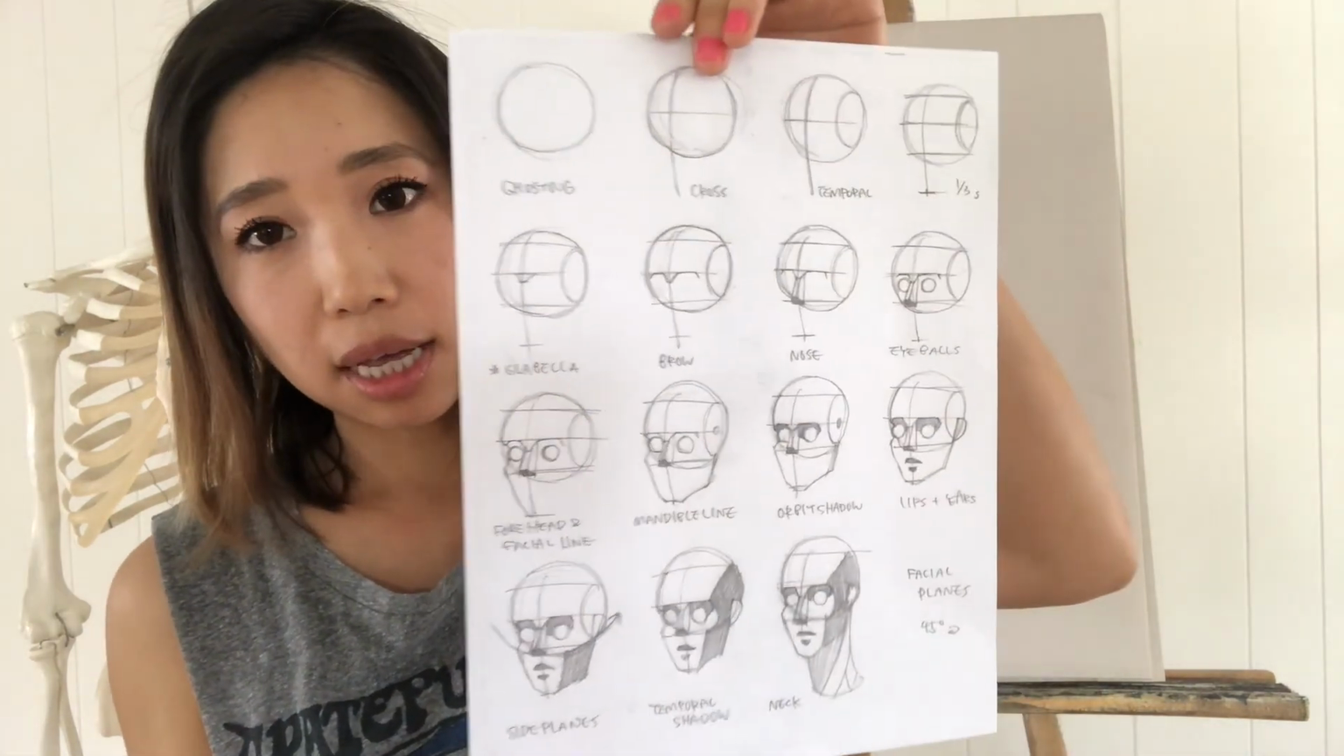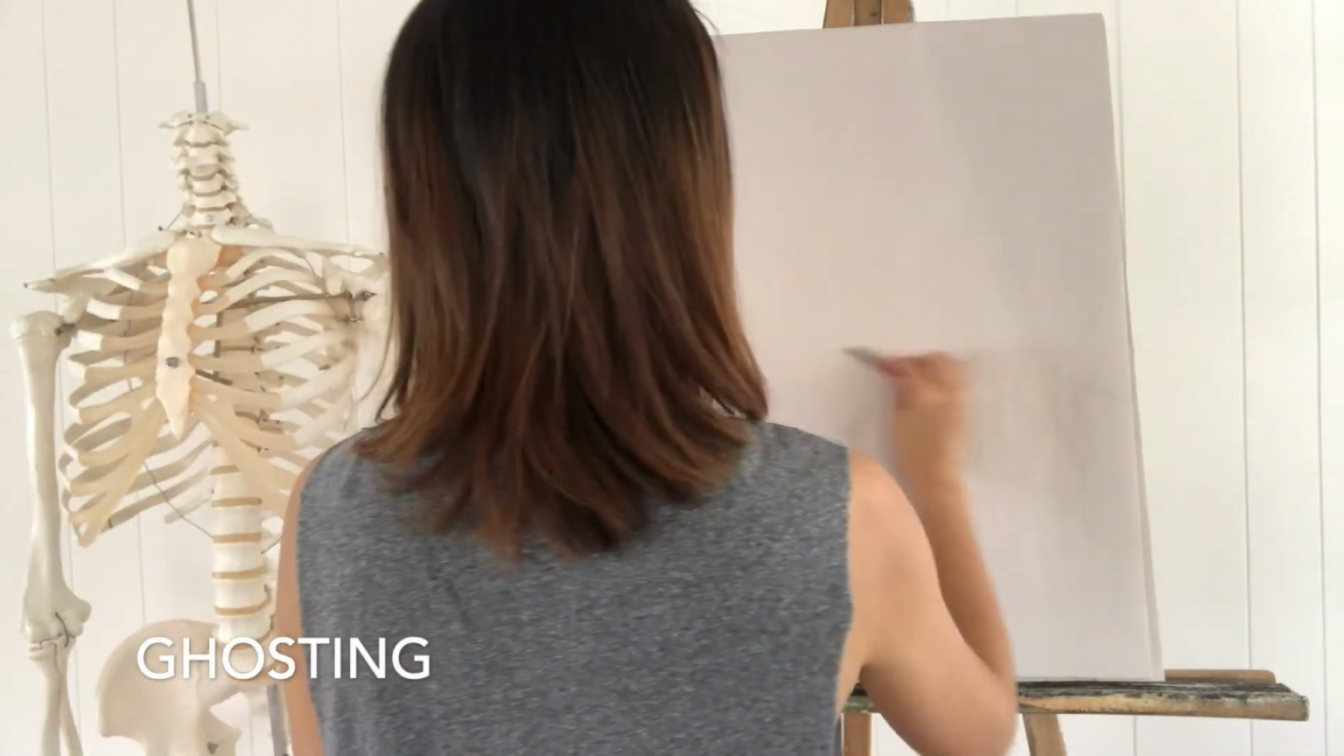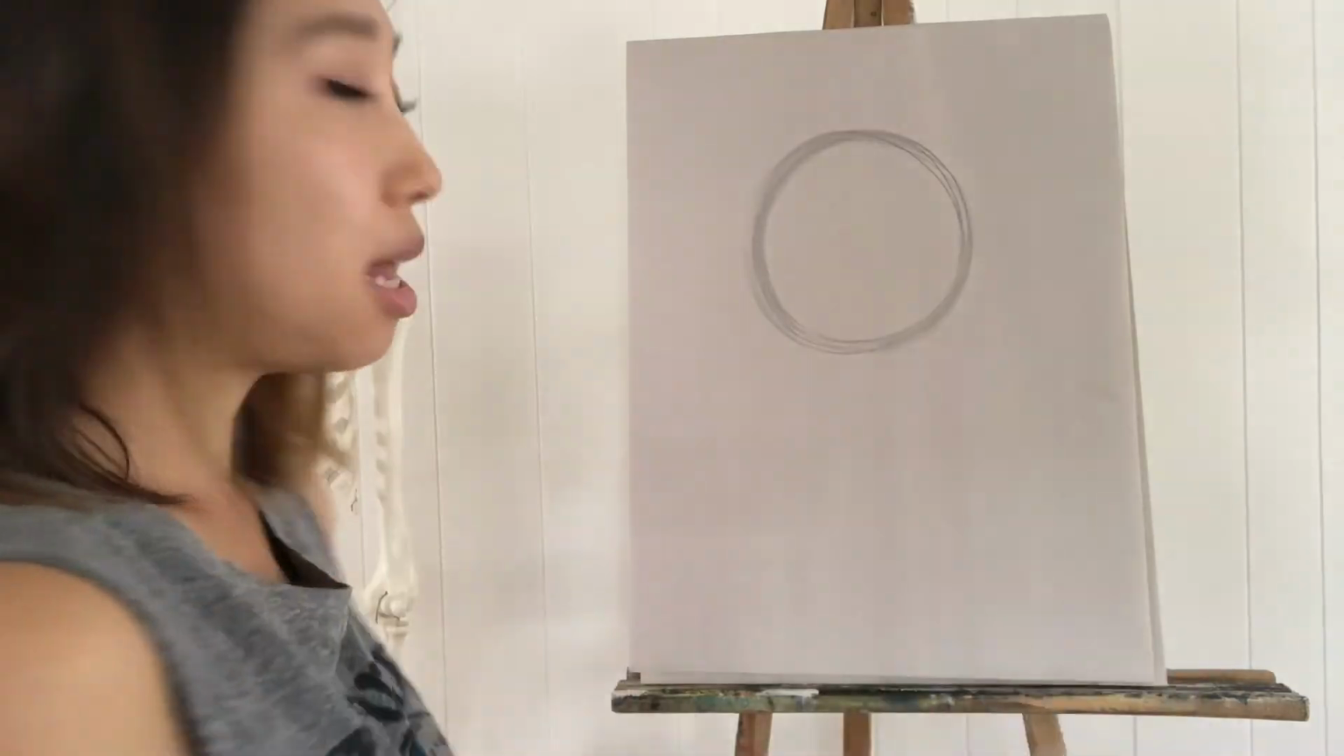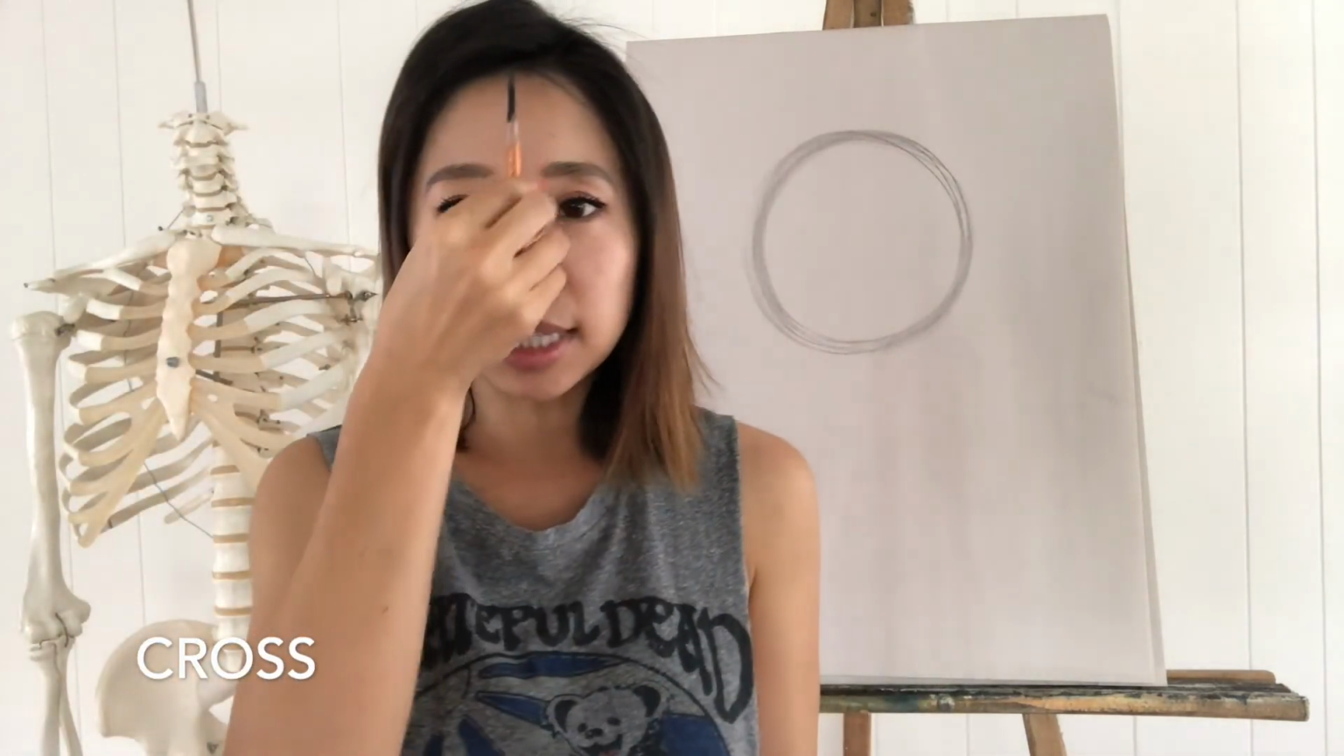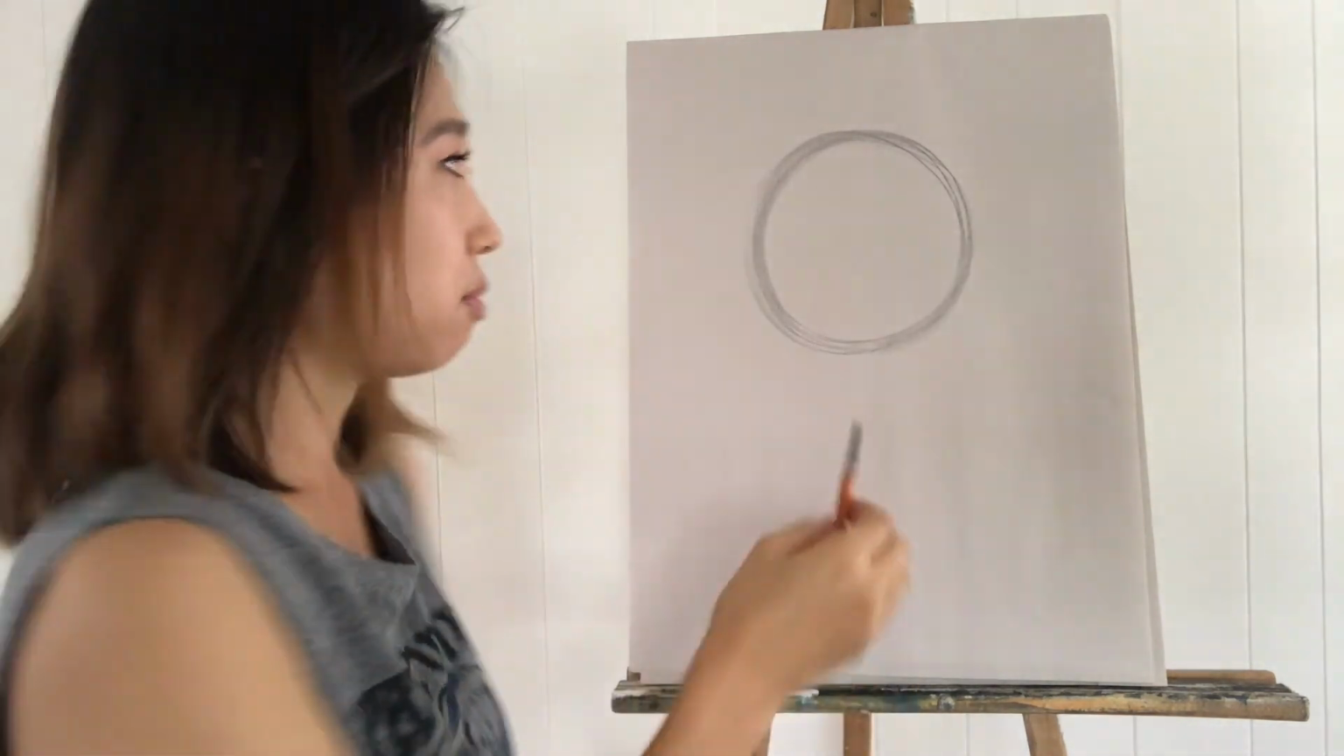Alright, so now I'm gonna create the 45-degree angle of the head. The next handout that we're gonna be using is this one right over here. The beginning is always the same. It's the ghosting. So we're gonna start with the ghosting. And now we're gonna add the cross, the 45-degree angle. Now it's not gonna be just a cross right in the middle, but it's gonna be on the side.